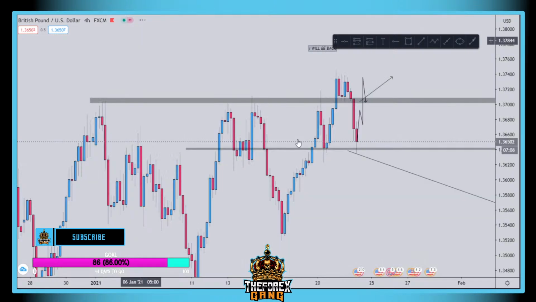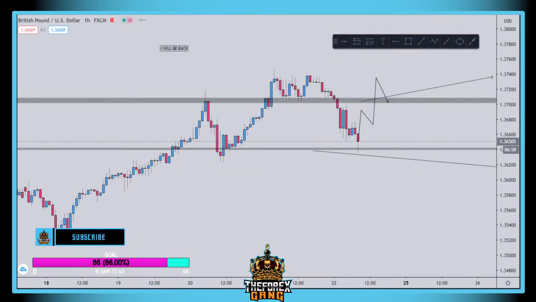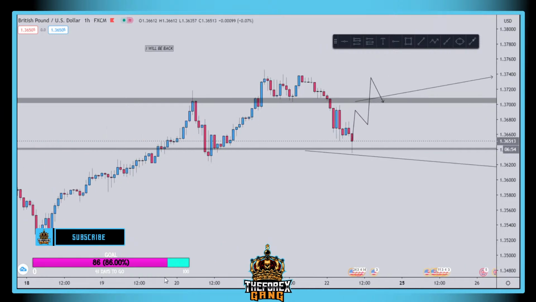We'll see how it's gonna play out. But overall, I think it is bearish, so we should be looking for sells, for resistance to be formed. Yeah, my idea is this.